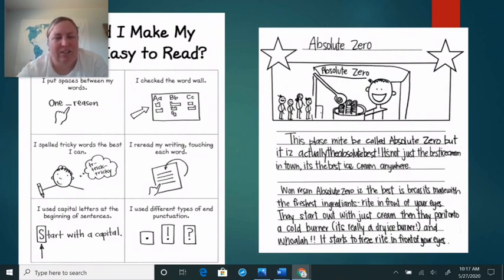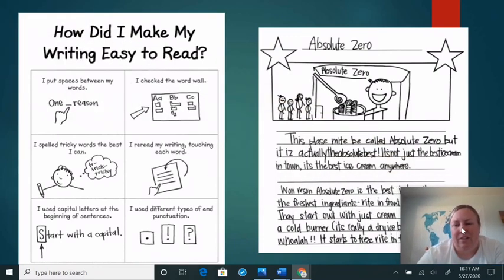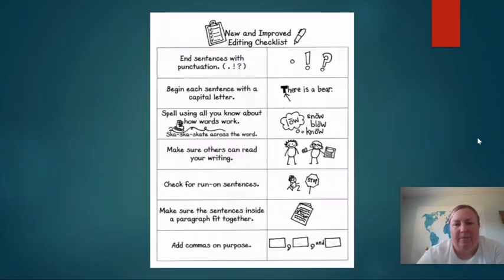And you really want your audience to be able to read your review, and you want them to read the entire thing so that they're convinced to go there. And so making sure your writing is readable is an extremely important thing to do. So we're going to continue to look at this type of work for our own writing.